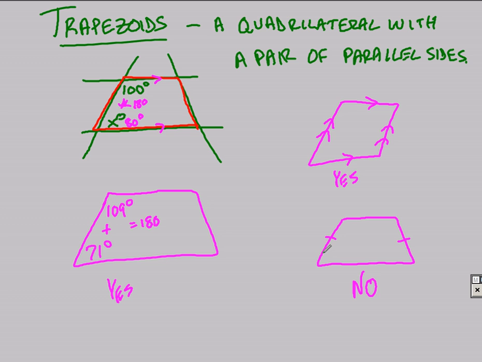This right here, even though it looks like a trapezoid, this is not as it's drawn. I would need to know something about these two angles adding up to 180, or these two angles adding up to 180 before that could possibly happen. This, however, as it was drawn, was a specific type of trapezoid called an isosceles trapezoid.